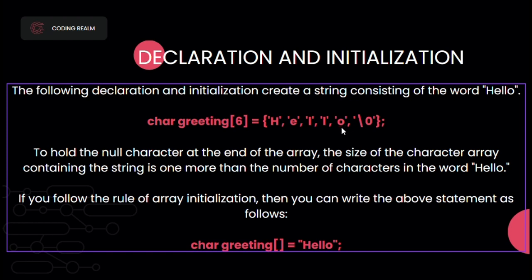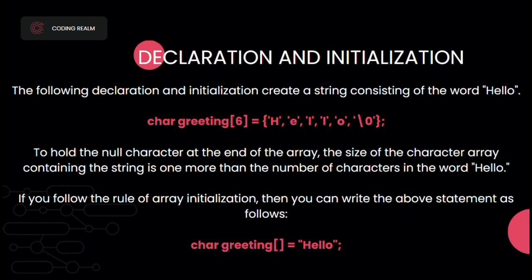To hold the null character at the end of the array, the size of the character array containing the string is 1 more than the number of characters in the word hello. If you follow the rule of array initialization, then you can write the above statement as follows. Using a string, you write hello like this: char greeting equals hello.